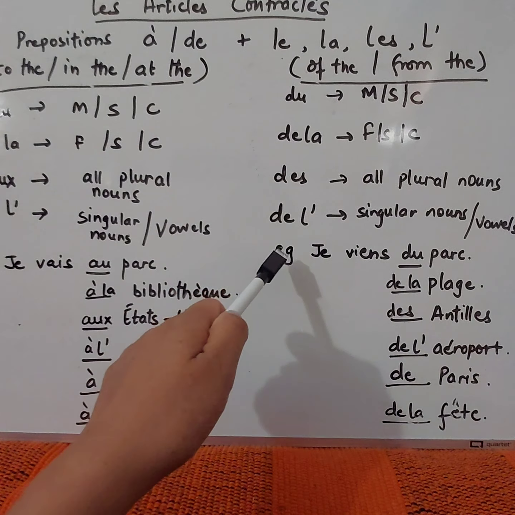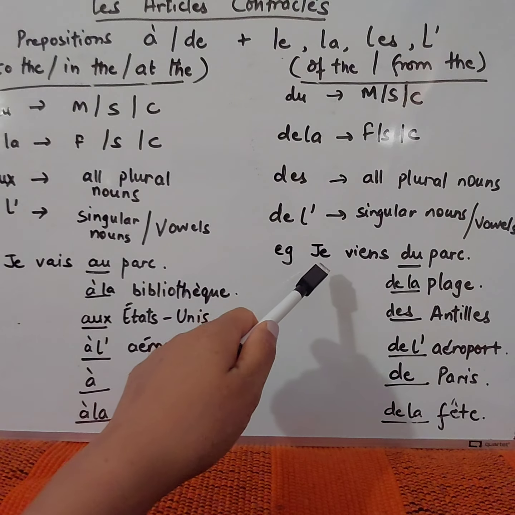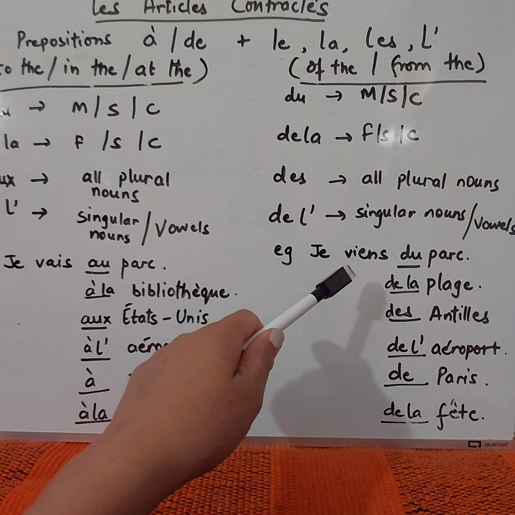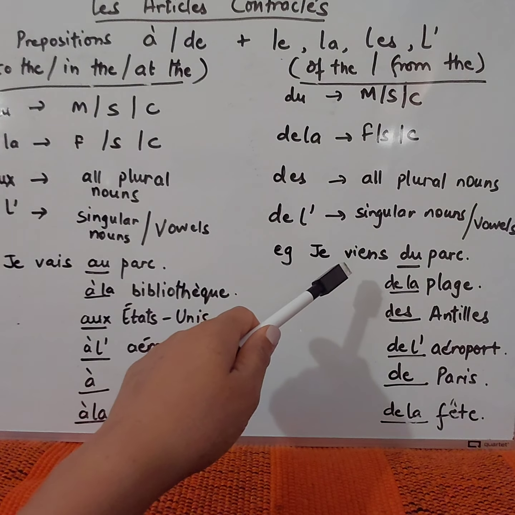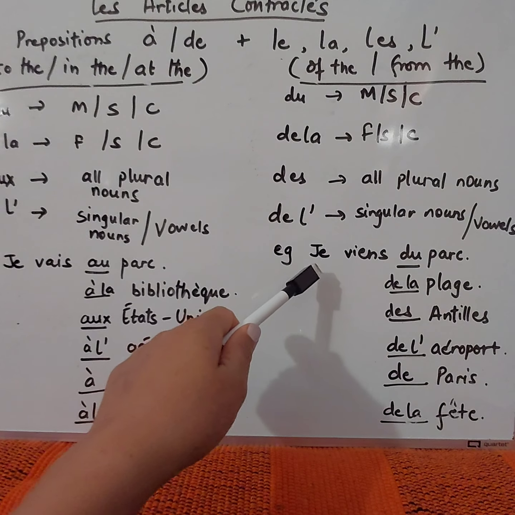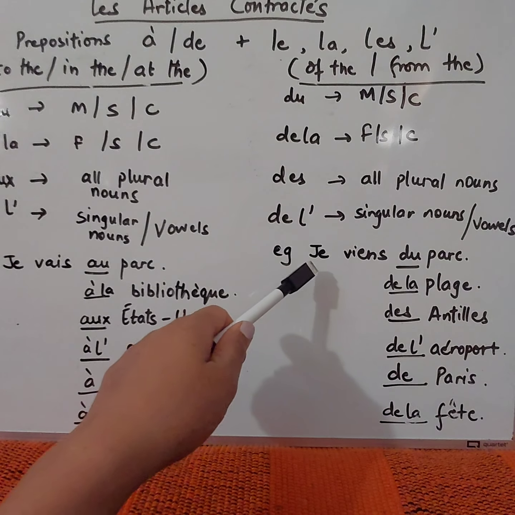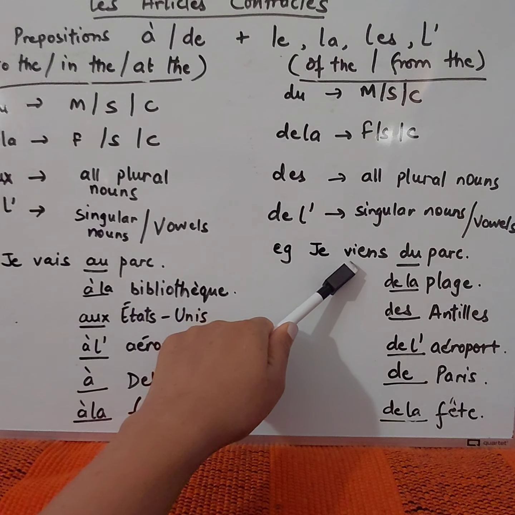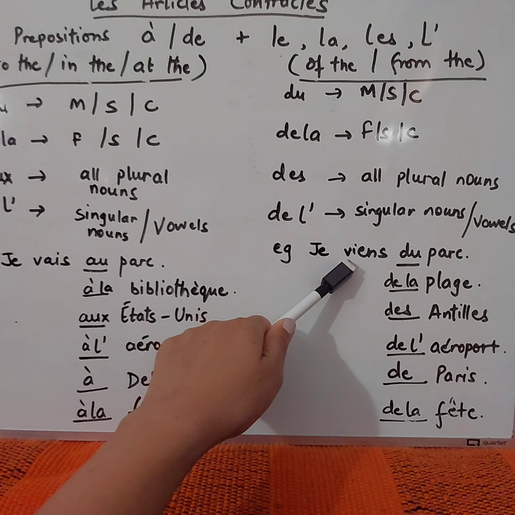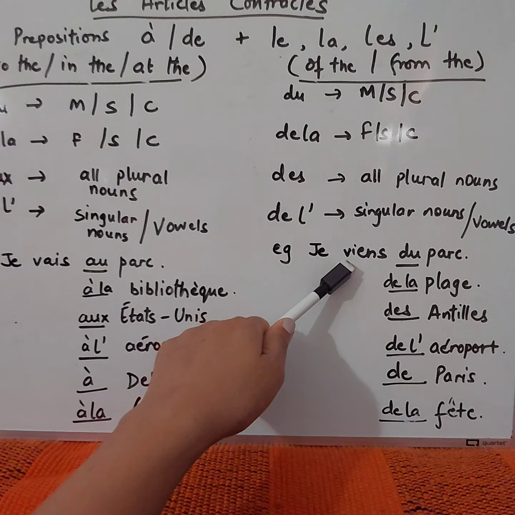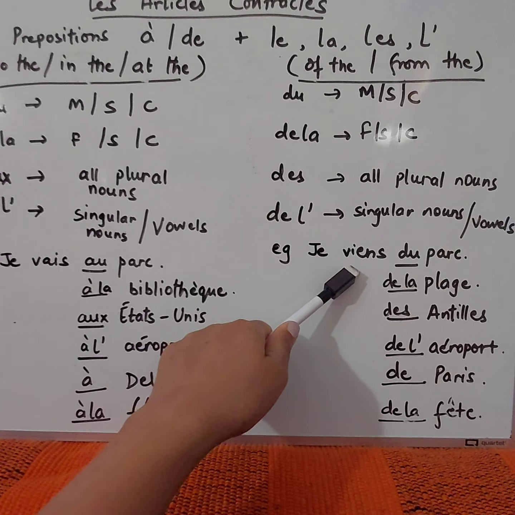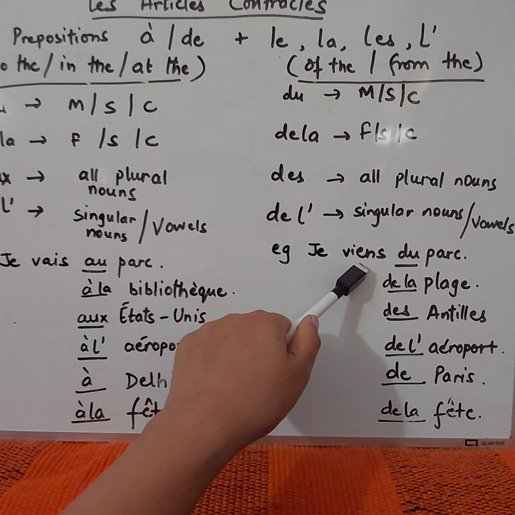Now, for example, je viens du parc. Now, what does viens mean? Viens is from the verb venir, which means to come, right? Now, if I have to say in French, I come or I'm coming, it is the same thing. I'll use the verb venir in present tense. So for the simple present tense or present continuous tense, I'll use the same verb conjugated in present tense, right? So je viens means I come or I'm coming.